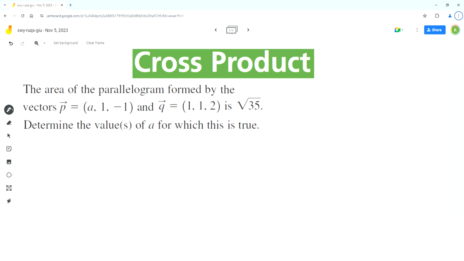The first step is to write the formula for area of parallelogram formed by vectors p and q, and the formula is area equals magnitude of p cross q. So the first step is to find the cross product of vectors p and q. And for that, we'll stack the y, z, x and y components of vectors p and q.